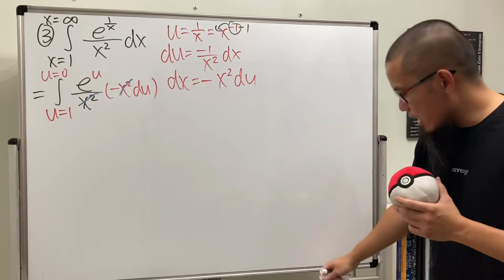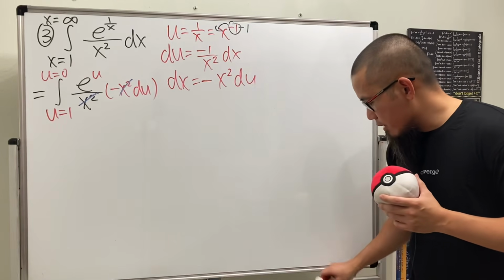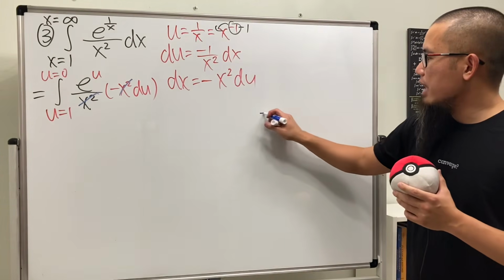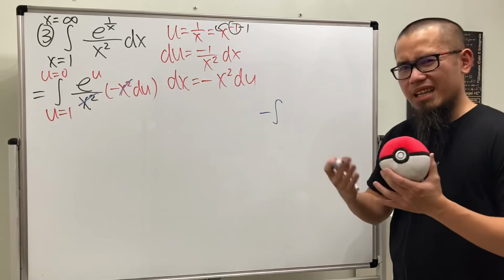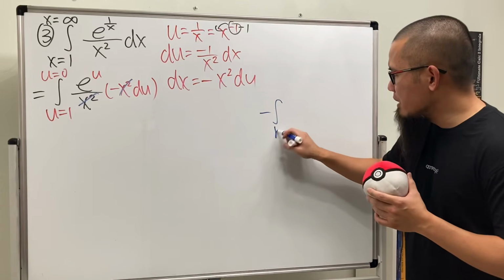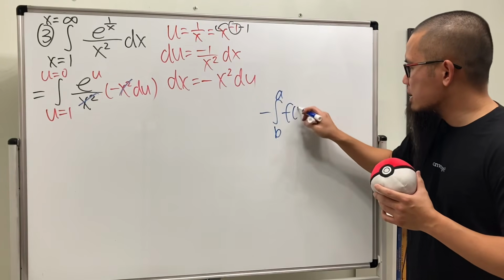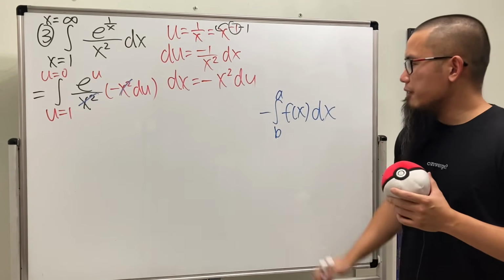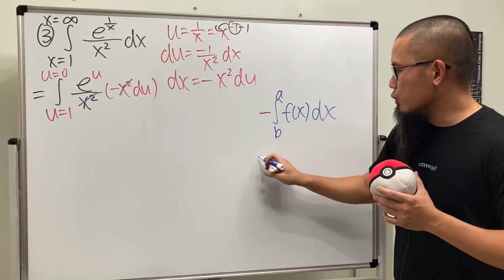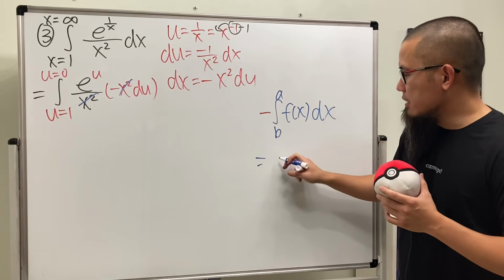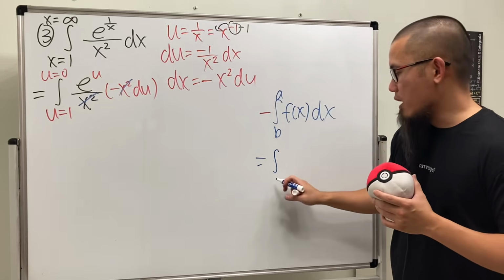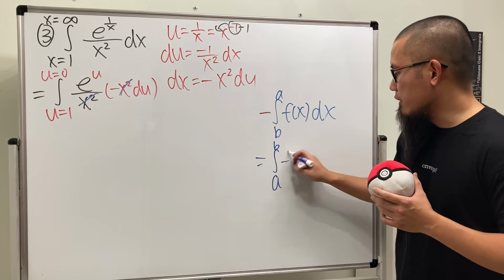What I'm trying to say is the following. Have a look right here. If today we have a negative integral, suppose the numbers here are out of order. Let's say we have the integral from b to a of f of x. In fact, we can use this negative to change these two numbers. We can just go ahead and say this is actually the same as the integral going from a to b of f of x.